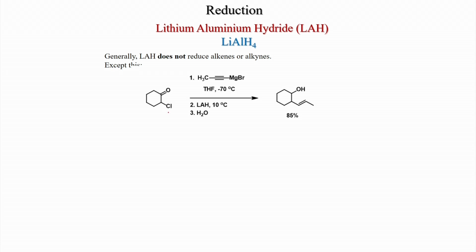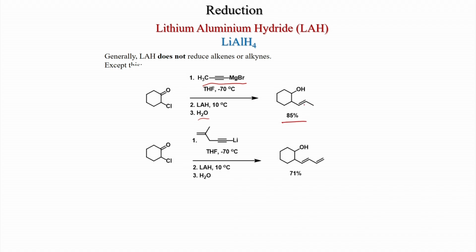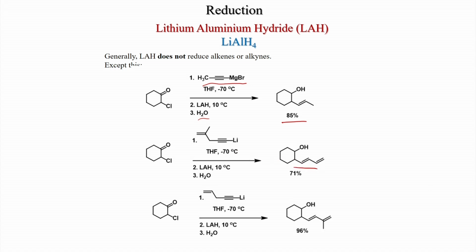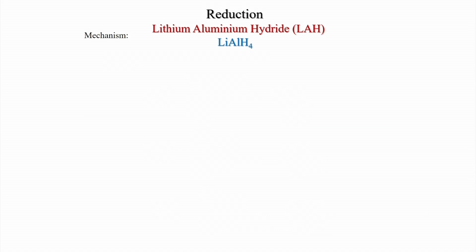Suppose you have a compound like 2-chlorocyclohexanone, and you treat it with this propargylic Grignard reagent in THF at minus 70 degrees centigrade, followed by lithium aluminum hydride and H2O, you get this alcohol, where a triple bond becomes a double bond. Similarly, here also triple bond addition followed by reduction generates this diene, and here also the triple bond becomes a double bond. So what is the mechanism of these reactions, that we will see.